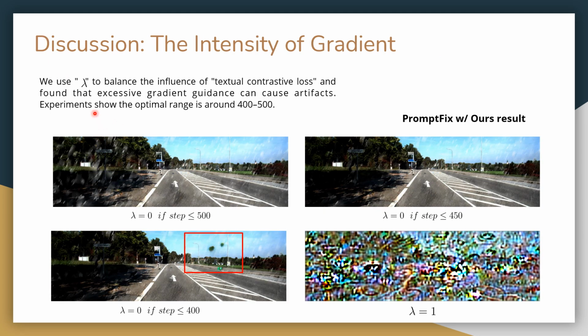Our method introduces a weight parameter, lambda, to balance the effect of contrastive guidance. We observe that excessive gradient guidance can introduce artifacts by disrupting the diffusion sampling process, causing it to lose direction and deviate toward an incorrect data distribution. Conversely, if the guidance is too weak, the restoration performance suffers. Based on our experiments, setting lambda to 0 during time steps 400 to 500 achieves the best balance between quality and artifact control, delivering stable and optimal results.